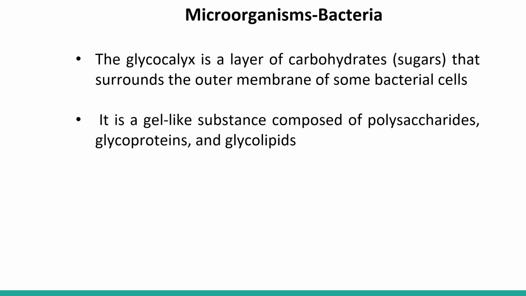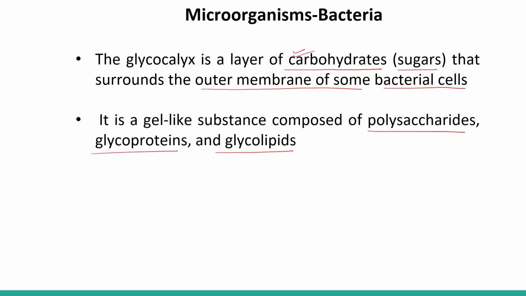The glycocalyx is a layer of carbohydrates. Generally it is made up of carbohydrate, that is sugar, that surrounds the outer membrane of some bacterial cells. It is a gel-like substance composed of polysaccharides, glycoproteins and glycolipids.